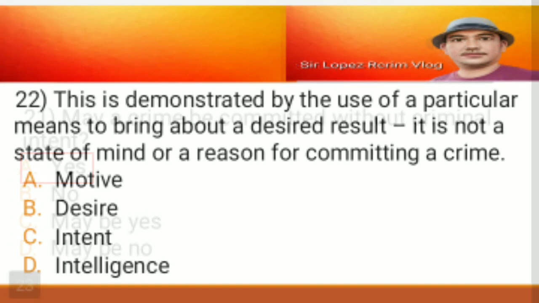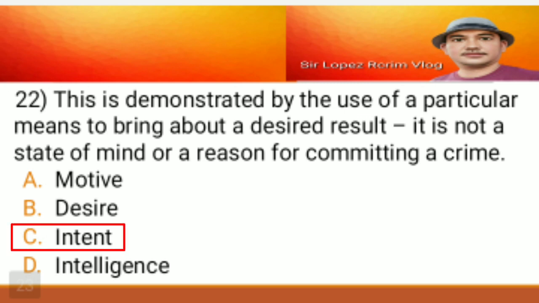22. This is demonstrated by the use of a particular means to bring about a desired result. It is not a state of mind or a reason for committing a crime. Letter A, motive. Letter B, desire. Letter C, intent. Or letter D, intelligence. Okay? The correct answer here is intent. Okay? Letter C.